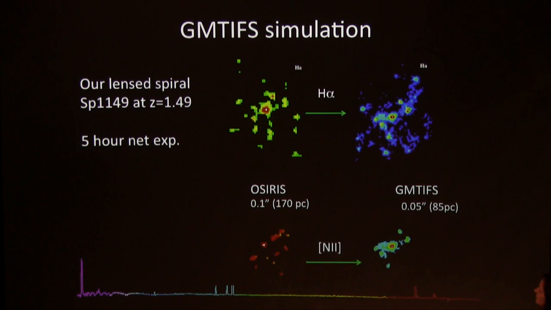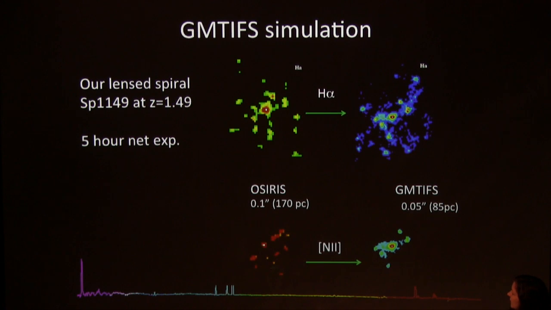Okay, so here's a simulation with the GMTIFS spectrograph. This is our lensed spiral galaxy at redshift 1.5, and this was with a 5-hour net exposure on Keck OSIRIS. And this is what we're going to get with GMTIFS. And you can see that you can resolve the individual star-forming regions much better than we can currently with OSIRIS, but where the real power is, is in the weaker lines.